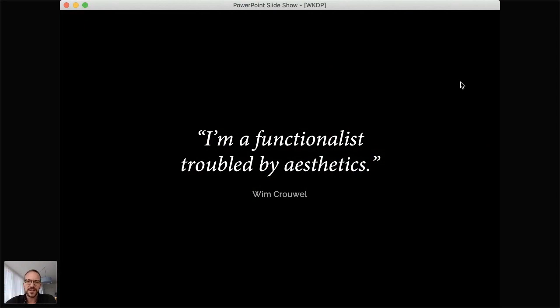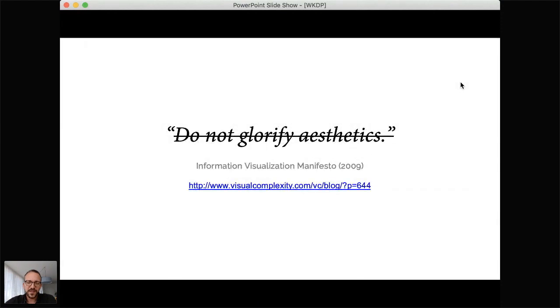I'm a functionalist troubled by aesthetics. It's quite a poetic one. And so much so that I remember writing this information visualization manifesto in 2009, and at that moment in time, I was all about function. I felt that function, if we had to choose one, I would always choose function. And one of the pieces of this manifesto was titled, "Do not glorify aesthetics." I was really making a stance against beauty, against aesthetics, right?